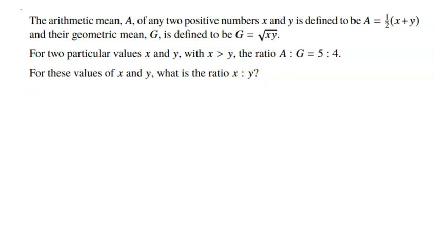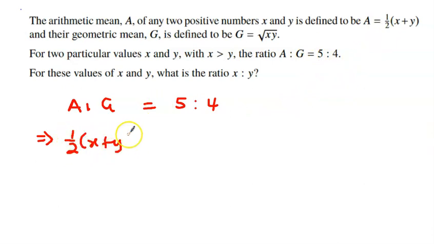So let's see how we are going to do this. Now, from the question, A has been given to us as half of x plus y, and G is the square root of the product xy. So A is to G is equal to 5:4 implies that A, which is half of x plus y, is to G, which is square root of xy, is equal to 5:4.